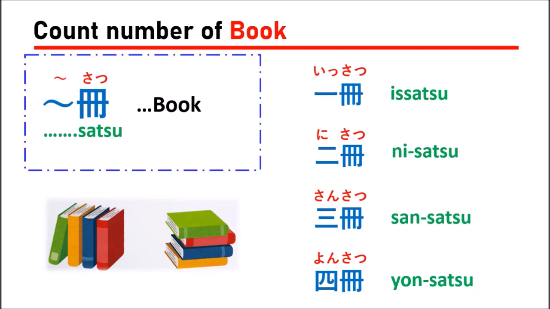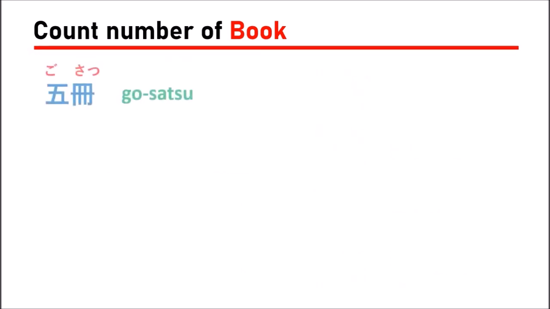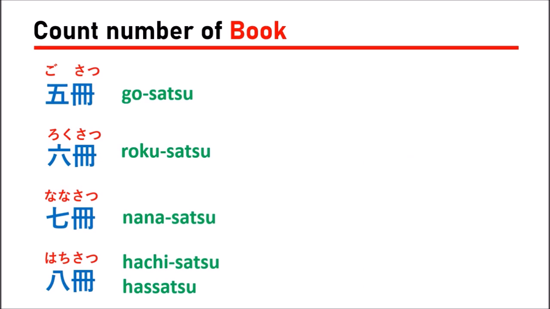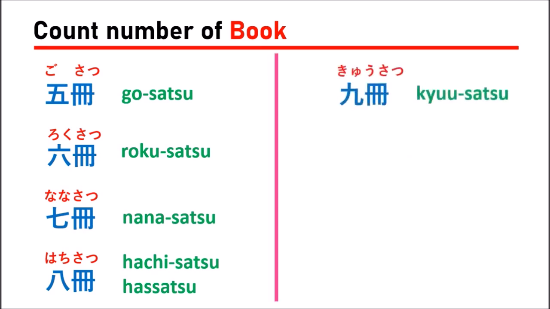And from now we are going to learn how to count by using Satsu. Gosatsu. Rokusatsu. Nanasatsu. Hachisatsu. Or you can say Hassatsu, which has the same meaning and uses the same kanji. Kyusatsu. Jusatsu.